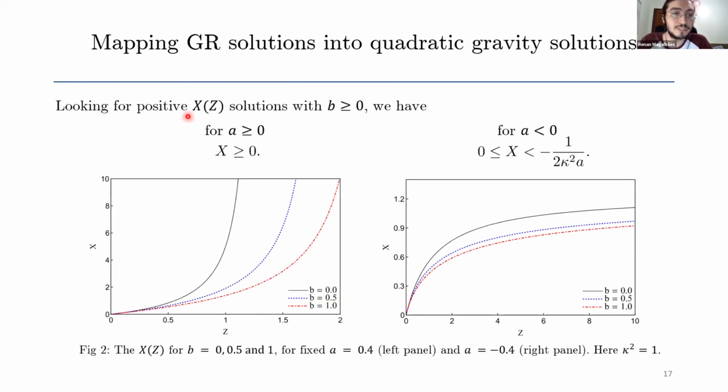So looking for positive X solutions, and considering that B is positive, today we consider only solutions with positive values of B. For positive values of A, we notice that the kinetic term capital X is unbounded and can diverge as we increase the value of the kinetic term capital Z. However, when we consider negative values of A, the kinetic term capital X is bounded from above. This is interesting because the curvature scalar is linear in the kinetic term, so in the first scenario the curvature scalar can diverge, and in this scenario the curvature scalar is bounded from above.